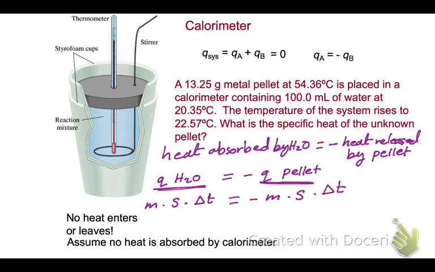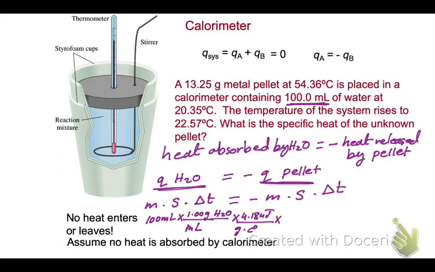Mass of water. Do I have mass of water? I do not have mass of water. I have volume of water. However, if I started with a volume of water and used the density of water, which I should know, 1 gram for every 1 milliliter, so now I've converted volume into mass of water, times the specific heat of water, which is 4.184 joule for every gram degree Celsius, times delta T.